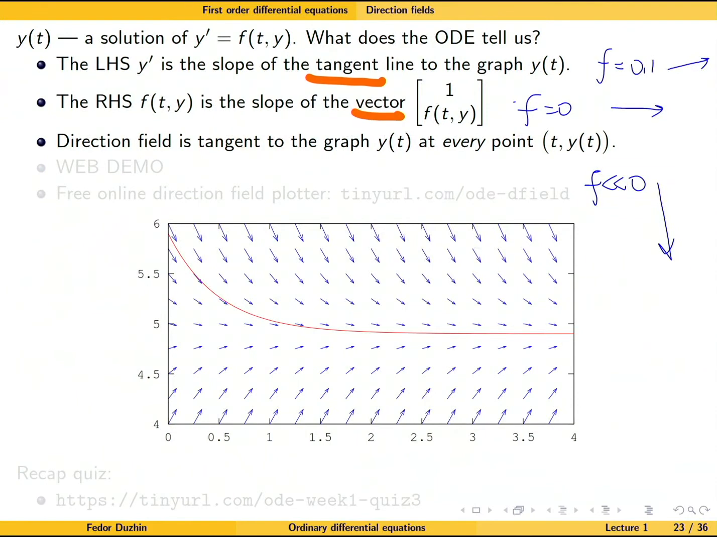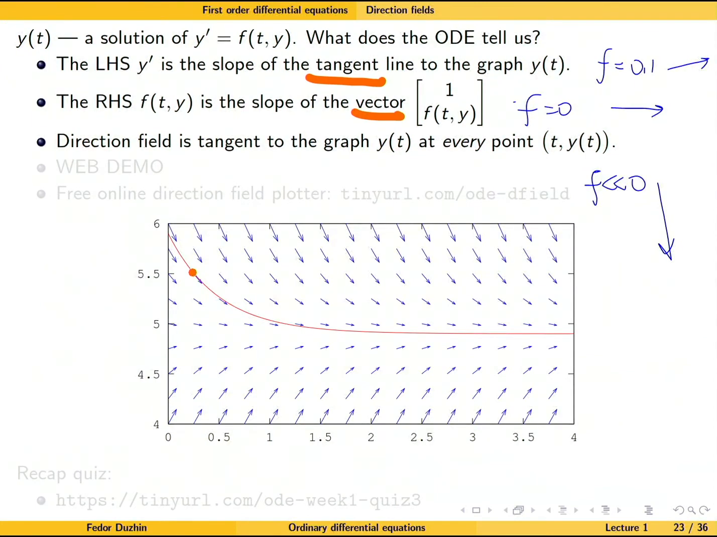So it means that the tangent line is parallel to that vector. And this is what we see on the picture. For example, now at this point, the vector is just a tangent vector to the line.